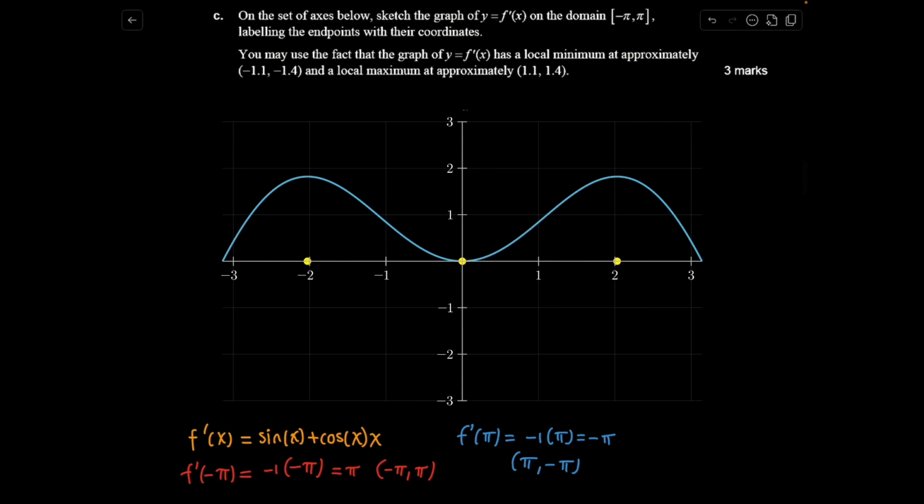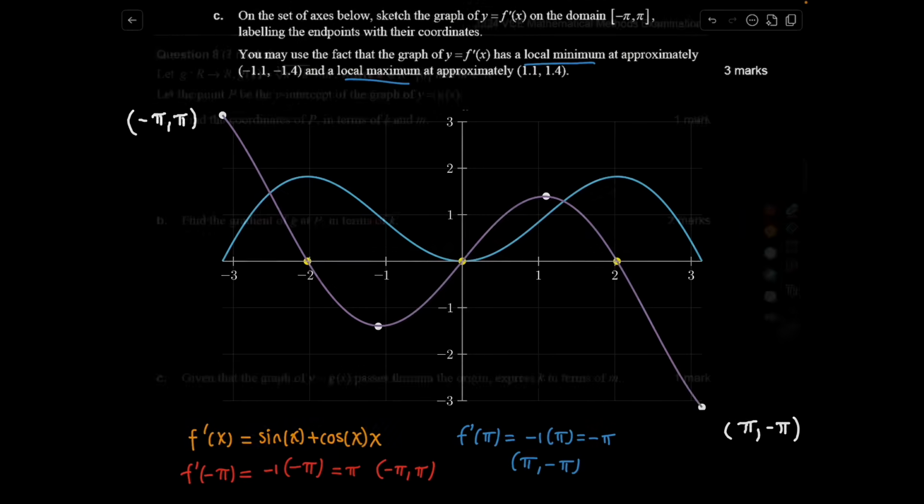Then we can put our turning points because it tells us in the question that we have a local minimum and a local maximum and their respective coordinates. So we can plot that as well. And then we can put our endpoints. And now we can draw a nice smooth continuous graph that fits those points, and that's our derivative graph.